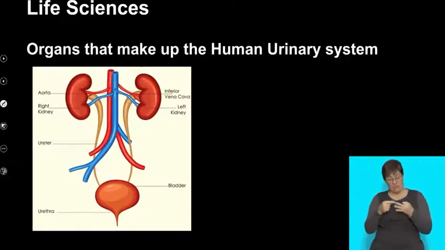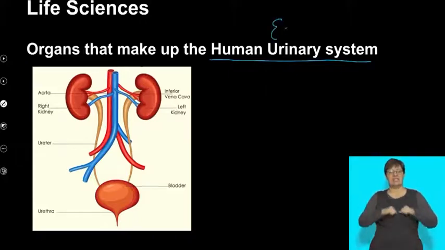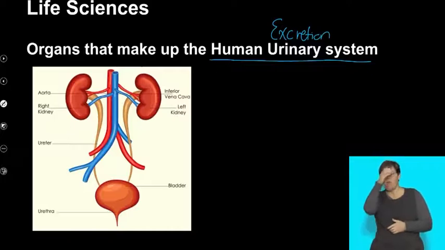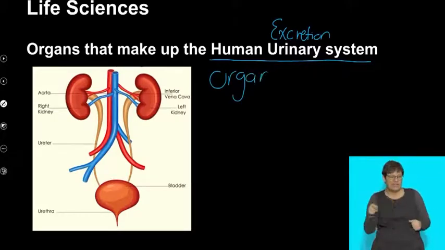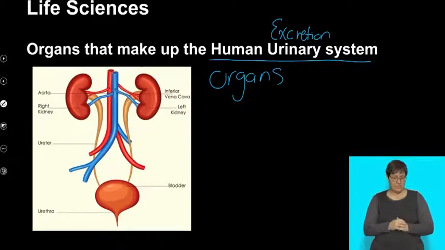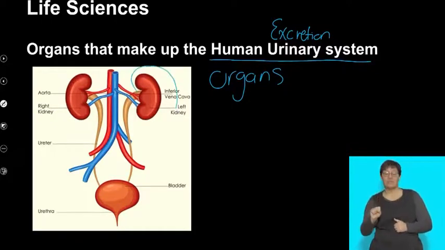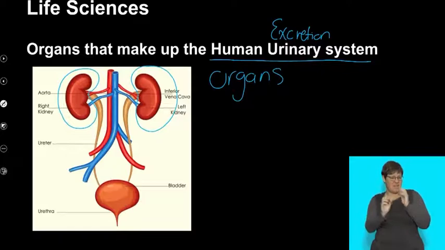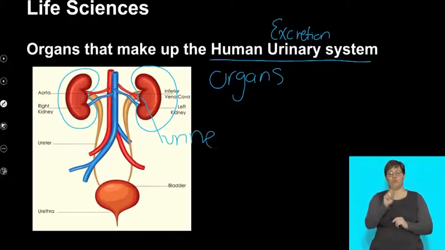Then we looked at the human urinary system. For urinary, we could also use the word excretory; it means the same thing. We looked at what organs make up this excretory system. Among the major organs, we looked at the kidneys, the organs where filtering occurs. The kidneys make a substance called urine, and that's what we're going to look at today.